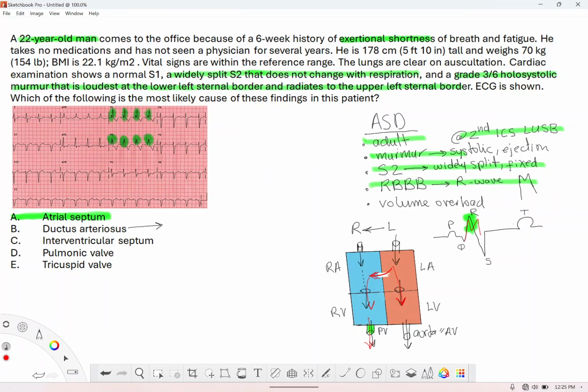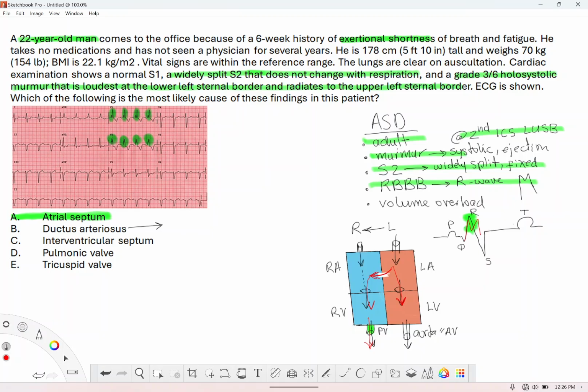Now let's go to the murmur. Because there's increased flow through pulmonary valve, that means there's more turbulent blood flow through pulmonary valve, and that produces a systolic murmur. Okay, because blood is pushed through pulmonary valve during systole.